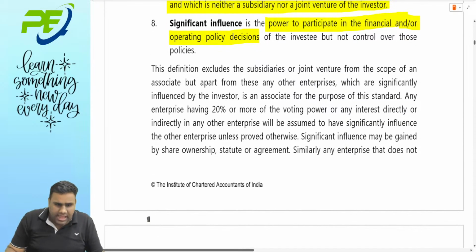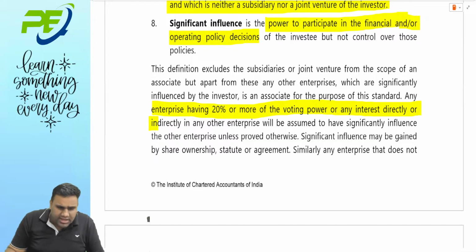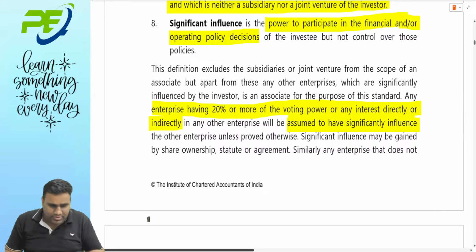An enterprise having 20% or more of the voting power or any interest, directly or indirectly, will be assumed to have significant influence. This sentence has a different beauty all alone. I'll explain how.